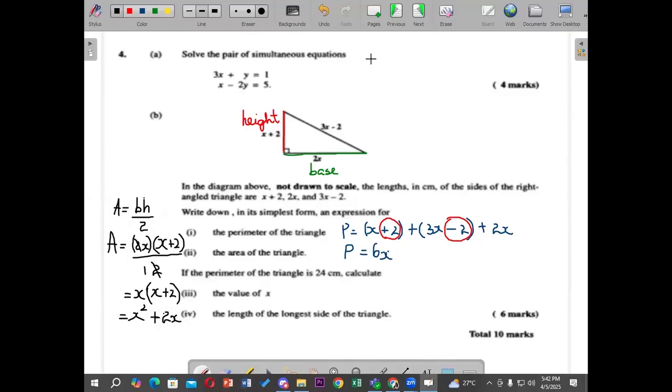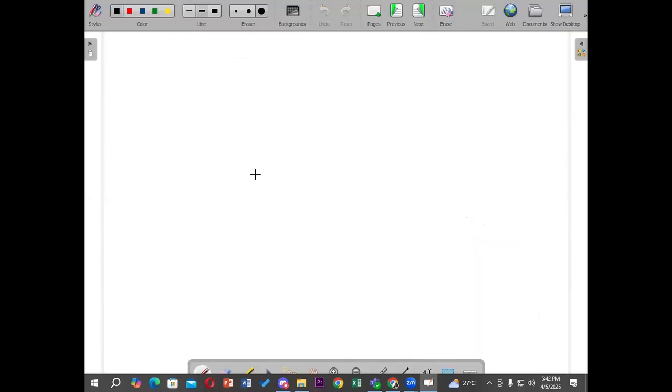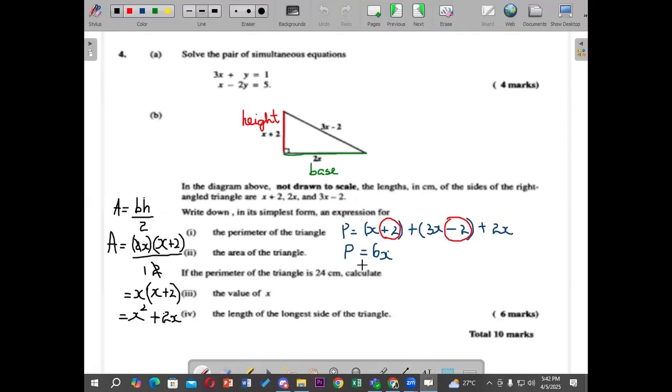So I'm going to another slide for this, right? So they told us that the perimeter of the triangle is 24 centimeters. What else do we know about the perimeter? So let's look at all the information that we have here, right? We want to find the value of x. So how can we connect the 24 to something that we could find the value of x?